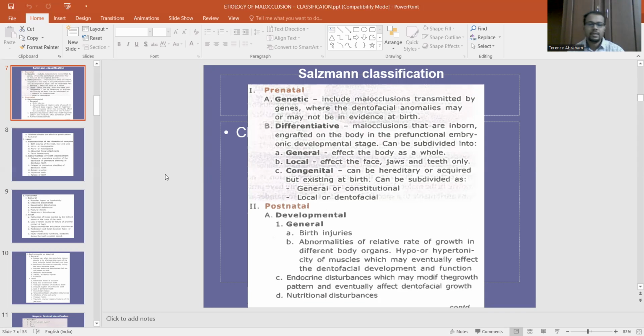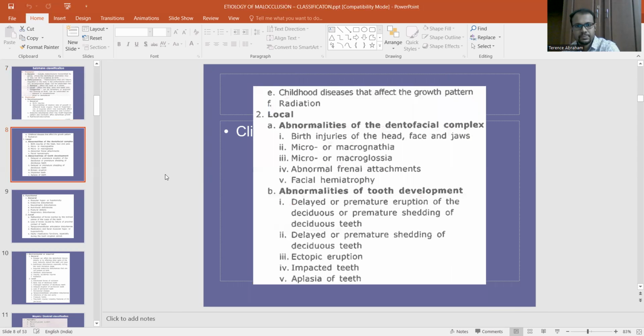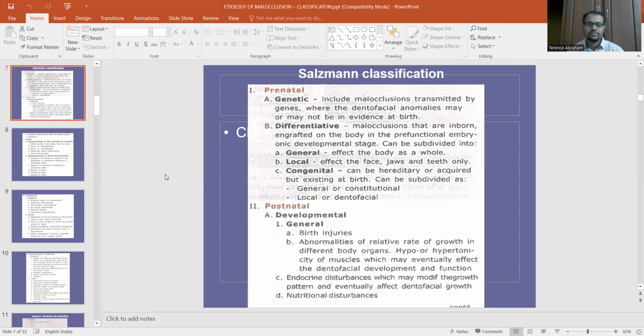Coming to developmental factors, it is again divided into general and local. General consists of various developmental abnormalities which can lead to malocclusions. The general factors are birth injuries, mainly forceps delivery. There will be injury to the TMJ and it affects the development of the mandible. Then various abnormalities related to the rate of growth in different body organs.